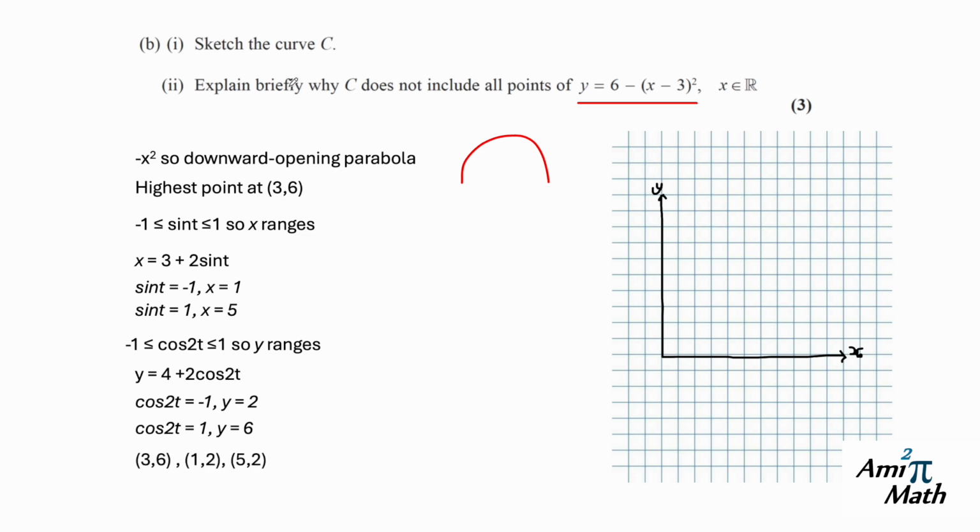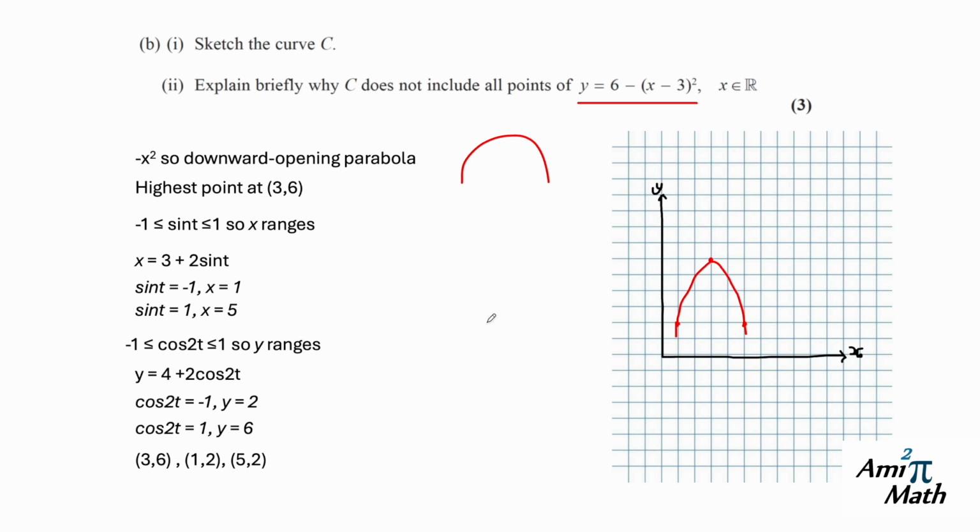Now we need to sketch this curve, so using this we can just do (1, 2), (5, 2), we can do (3, 6). And then we just connect these using our downward parabola. Sorry, it's a little bit wonky, but yeah, this is (1, 2), (5, 2), and (3, 6).